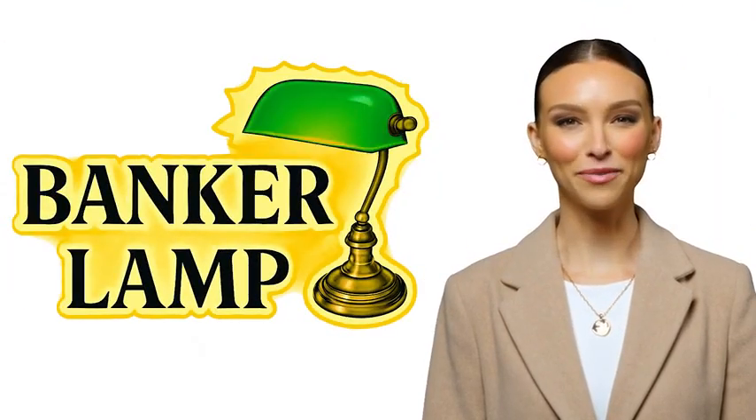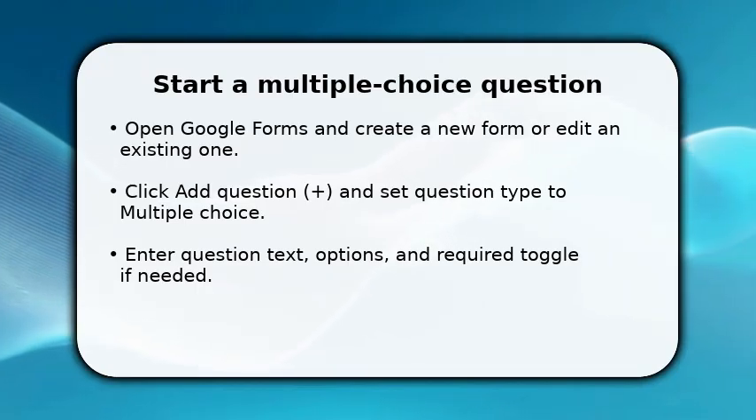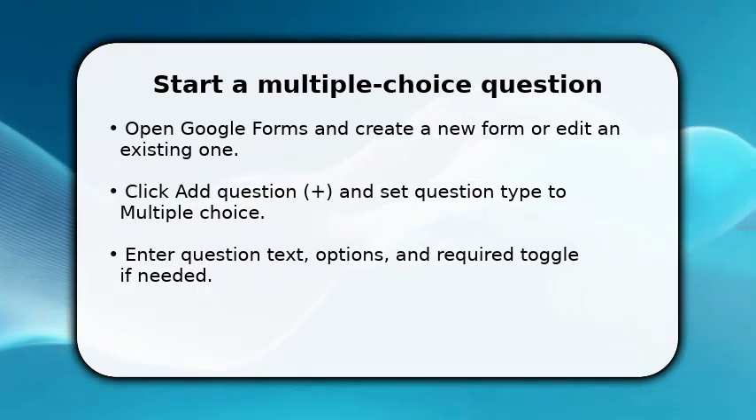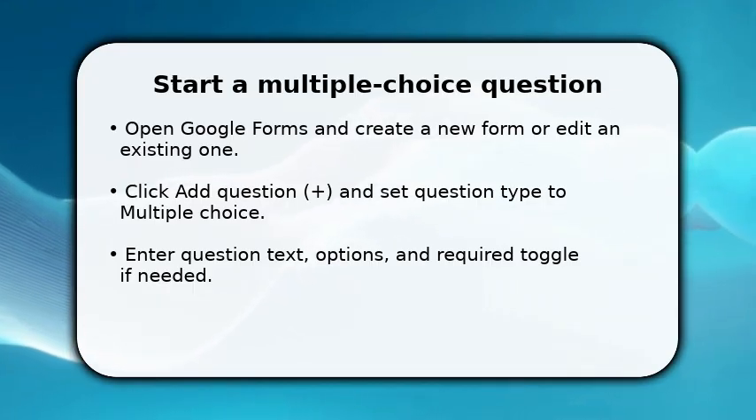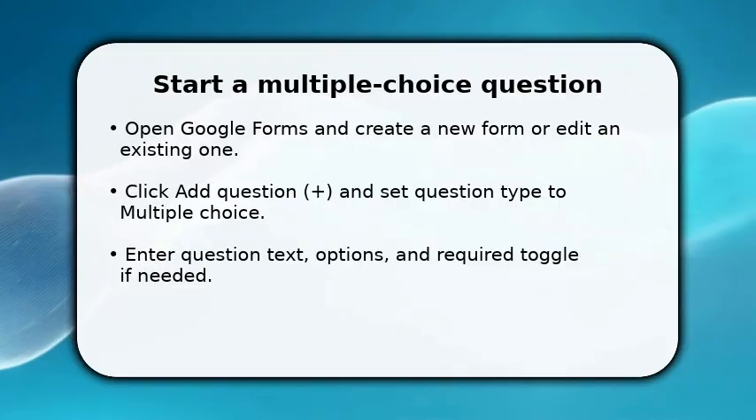Please enjoy the video. You're starting with a specific question in mind. Open the form and add a new multiple choice field now. Enter the prompt so the options relate directly to what you want to measure. Add each choice clearly. Short phrases work best. Toggle required if every respondent must answer, and use the three-dot menu to duplicate or shuffle options when needed.